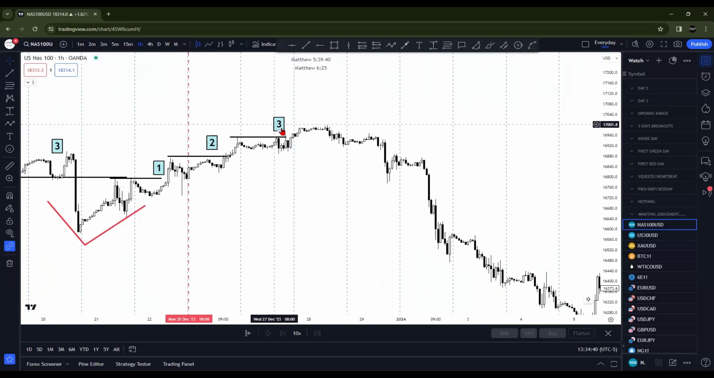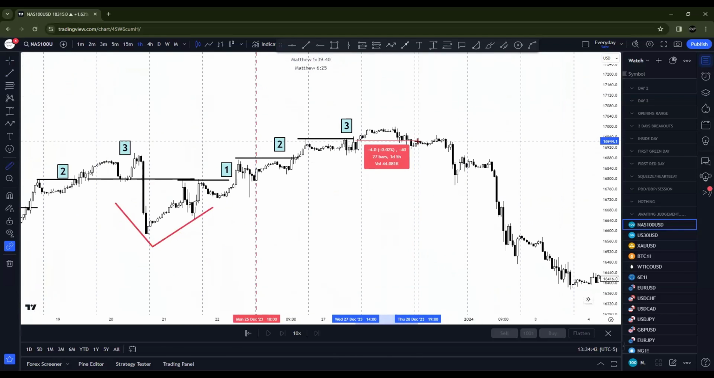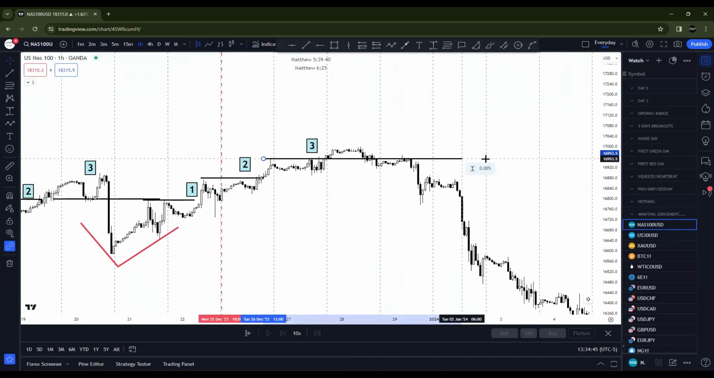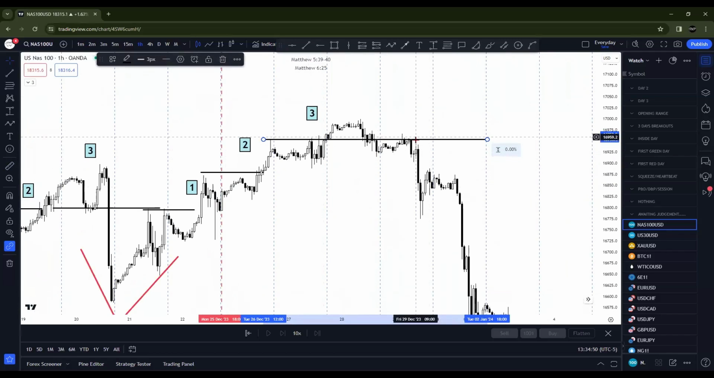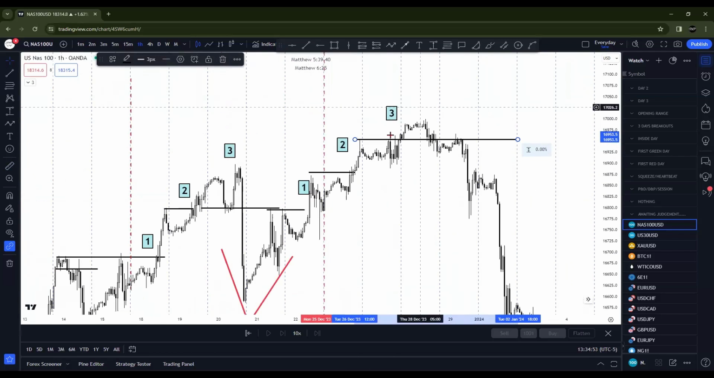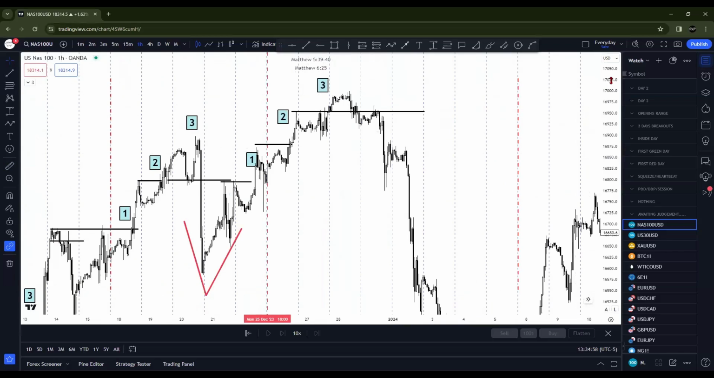Push 1, level 1, push 2, level 2, push 3, level 3. We go back into consolidation. Now we can expect maybe a first red day. Oh, look, there's a first red day. Okay, I look for a trade setup on the following day. Peak formation at the high of the week, high of the month, I think. And now we might be starting a down cycle.